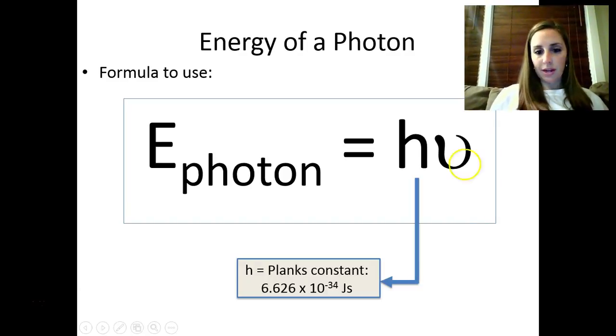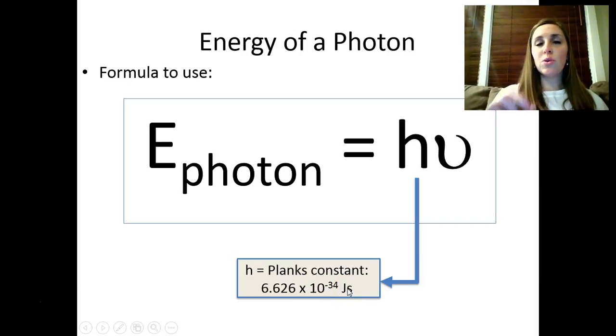This other one that looks like an H, I don't know why it looks like that, but it's Planck's constant. It's something that's always this number. That's why it's a constant. So you're going to want to memorize this. It's 6.626 times 10 to the negative 34th joules times seconds.